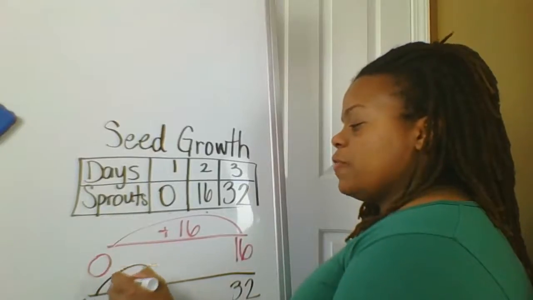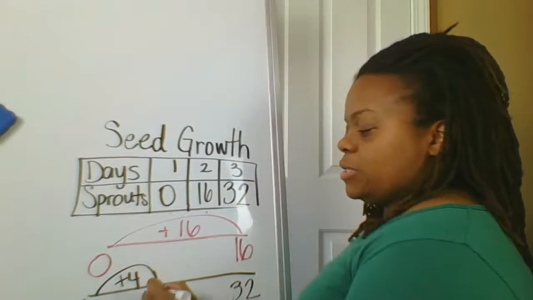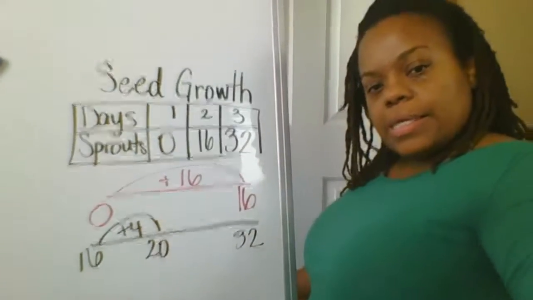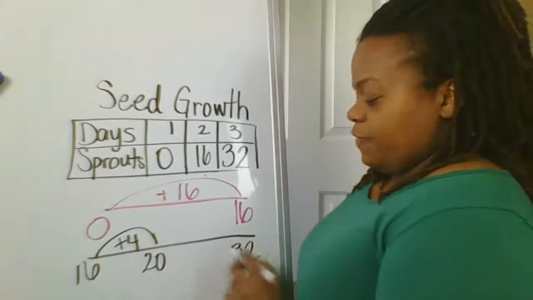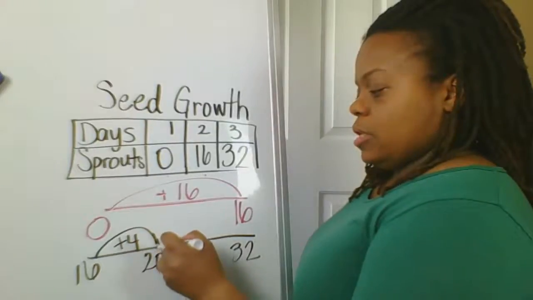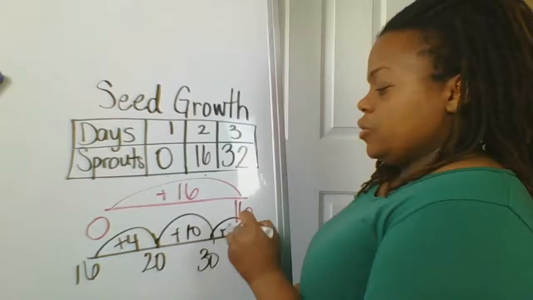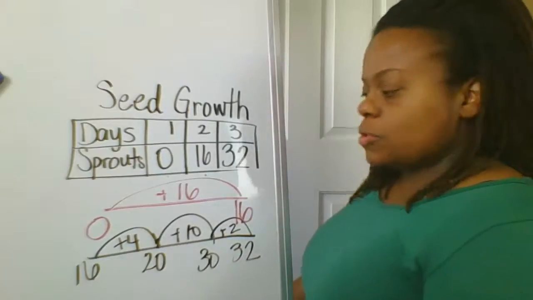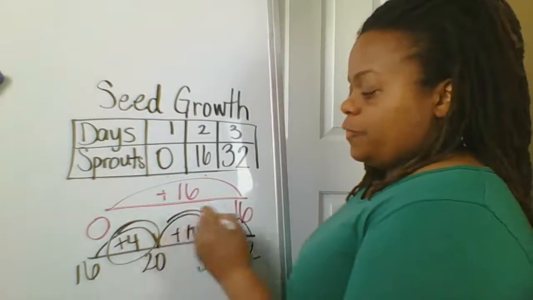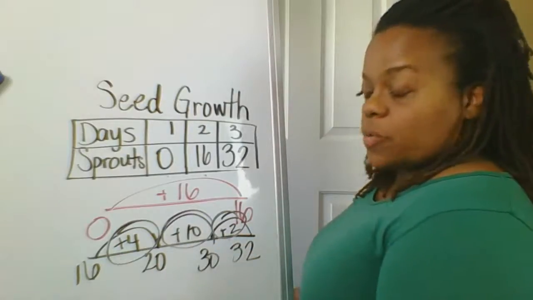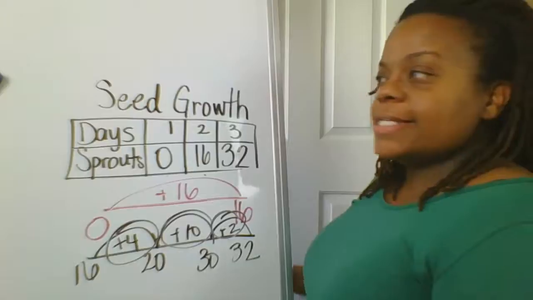I'm going to first start off with plus 4 because that's going to get me to the friendly number of 20. Let me slide that down a little bit. All right. So now from 20 to 32, I'm going to do plus 10, which gives me the 30, plus 2 more gives me the 32. So what did I have to do? Plus 4 plus 10 plus 2. 10 plus 4 is 14. Plus 2 more is 16.